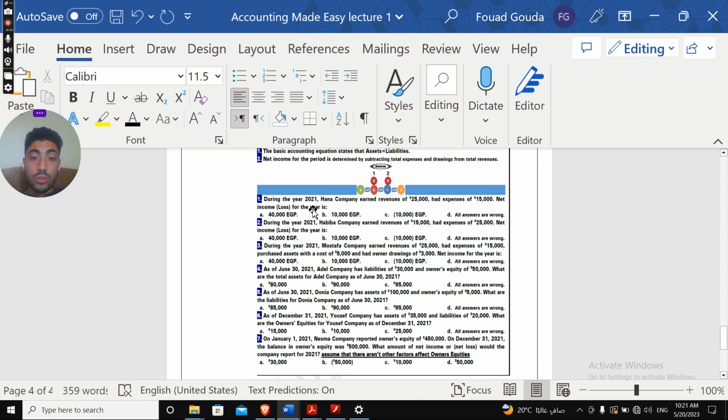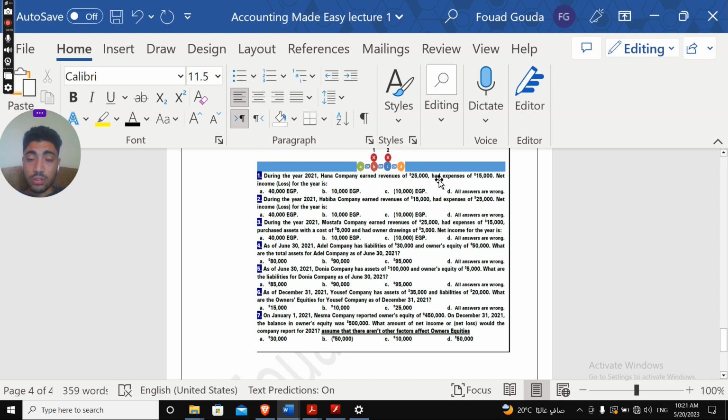During the year 2021, her company earned revenue of $25,000. So that's revenue, had expenses of 15,000. Okay, 25,000 is revenue minus expenses, 15,000. Net income or loss. Alright, we made an income of 10,000 Egyptian pounds.